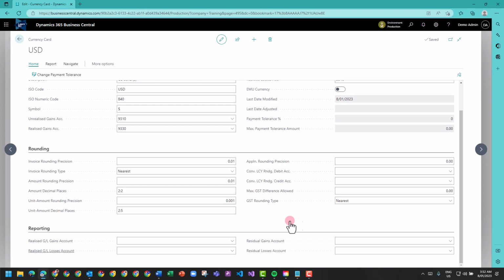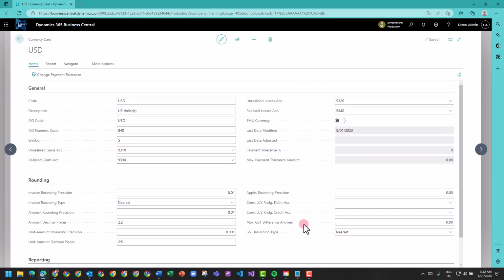And lastly, we've got our reporting. So for our reporting accounts, what is our realized gains? What is our realized losses? Residual gains, residual losses. And that is a currency card.